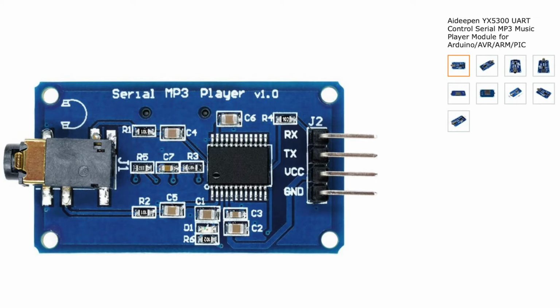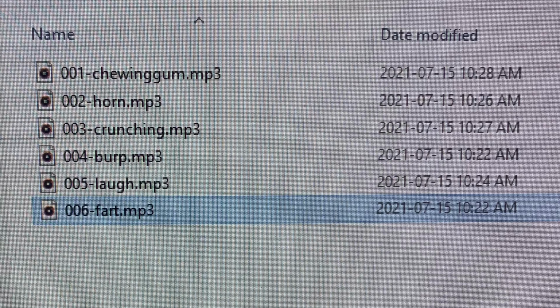The module I'm using is one that I found on Amazon, the 80-pin YX5300. These come with a bunch of different brand names, but really as long as you have the YX5300 module, it should work fine. You'll also need to put some MP3 files onto a microSD card and slide it into the module. As I'm creating an escape room with a bunch of crazy sounds, here's some silly MP3 sound effects that I'm using. They need to be labeled 001, 002, etc. And if you're creating folders, the folders also need to be in that format, 01, 02, 03, etc.